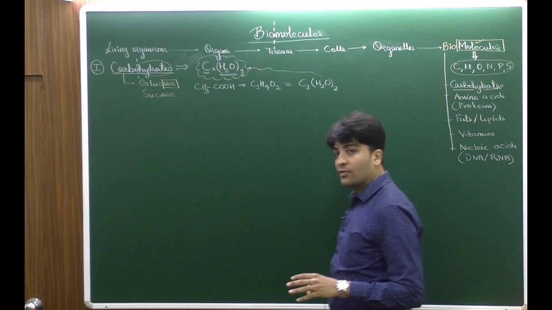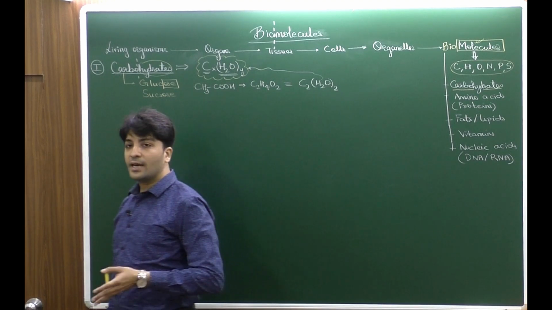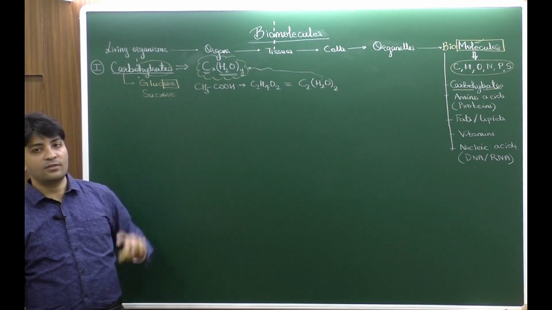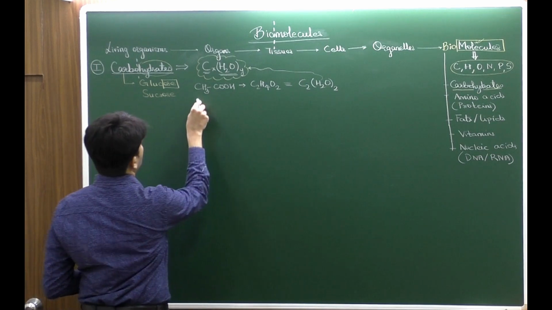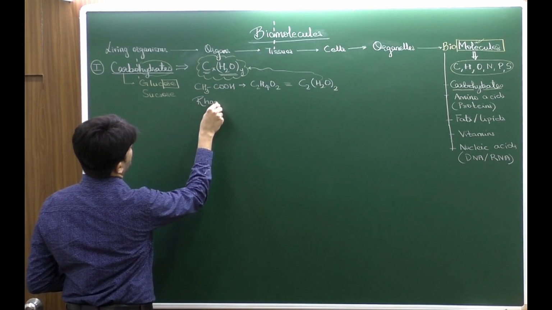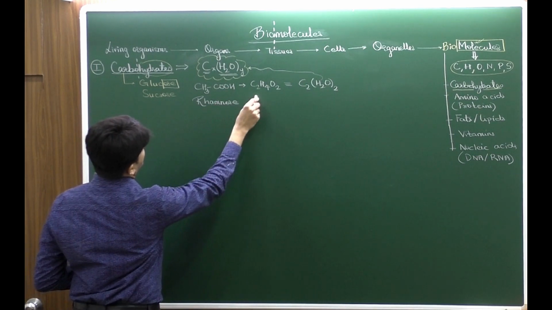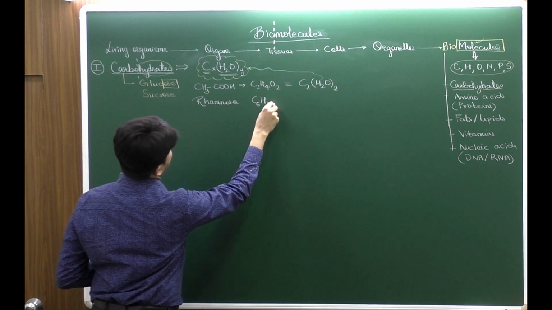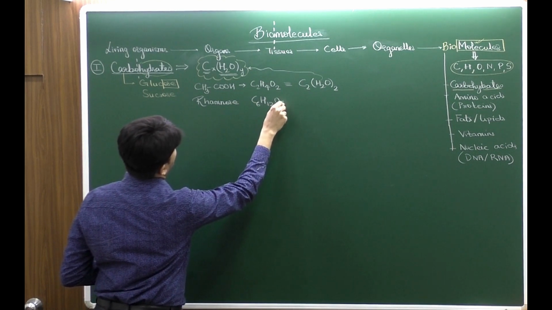Another problem: there were some compounds which were carbohydrates but do not satisfy this formula. An example is the carbohydrate rhamnose, which has the formula C6H12O5.